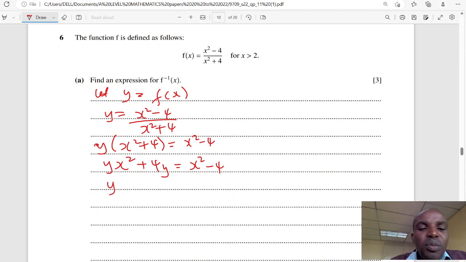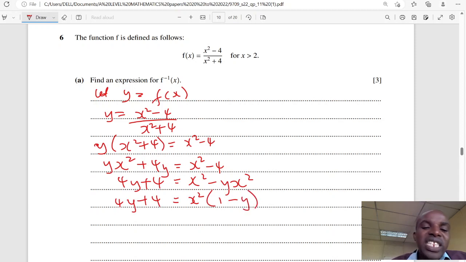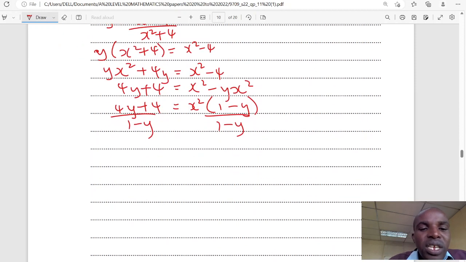Collect terms in x. It will be yx squared minus x squared is equal to minus 4 minus 4y. To run away from the negative signs, let me put the other items to the other side. So 4y plus 4 is equal to x squared minus yx squared. Then factor out x squared on the right side: 4y plus 4 is equal to x squared times 1 minus y. Then divide both sides by 1 minus y. So 4y plus 4 over 1 minus y is equal to x squared.